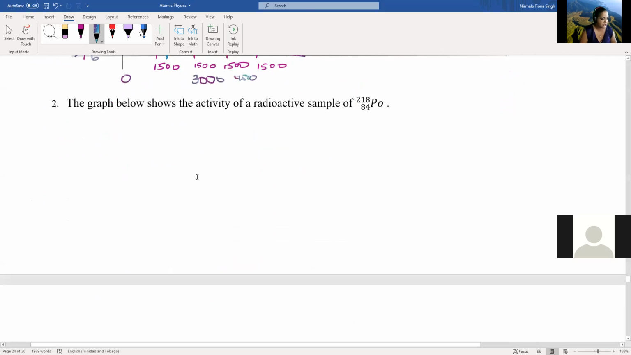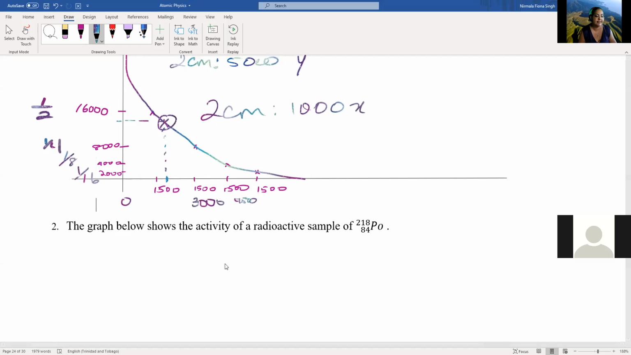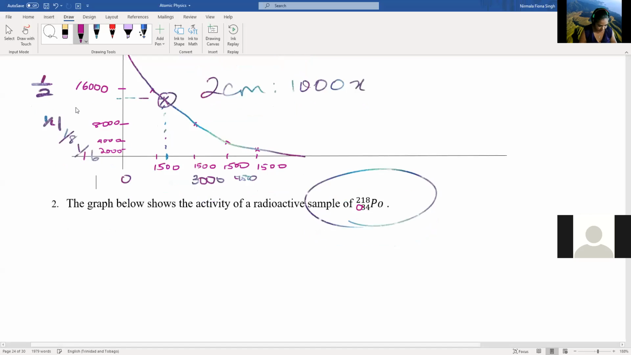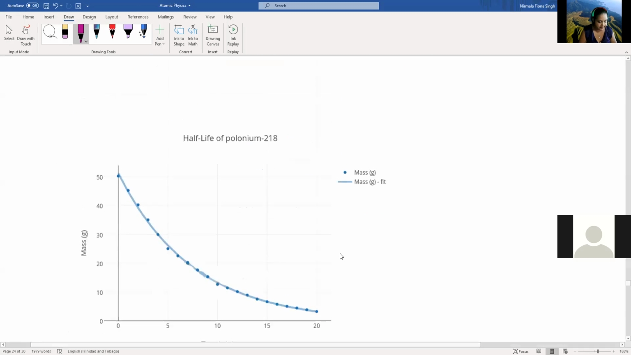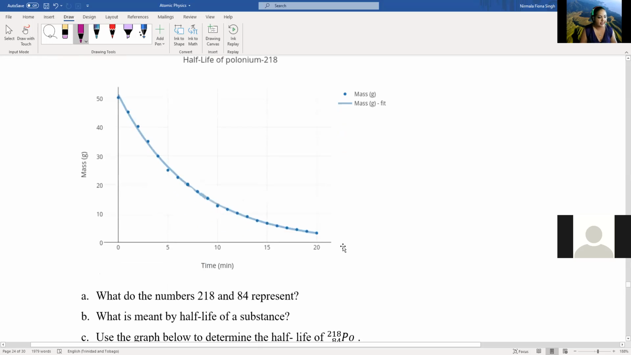All right, so question 2. The graph below shows the activity of a radioactive sample of polonium-218-84. So I have here polonium. In this case, I use mass. Mass and activity is basically how much I have, because when your polonium starts to break down, it's going to turn into something else. So you're left with just a certain amount of polonium. Rather than use activity, they're using mass. Very rarely in exams will you see mass, but yeah.